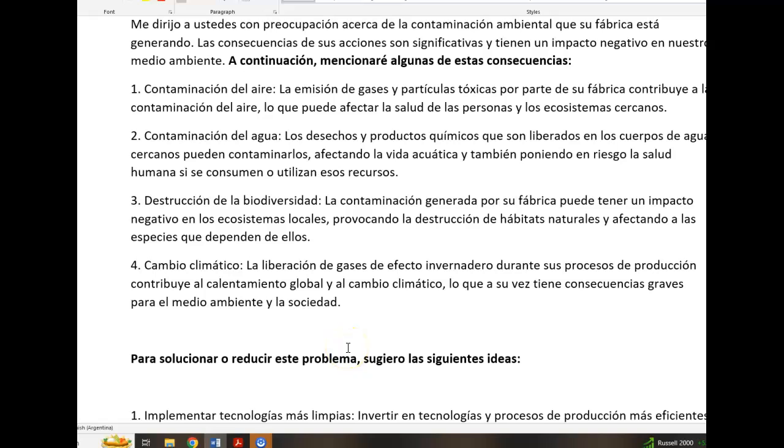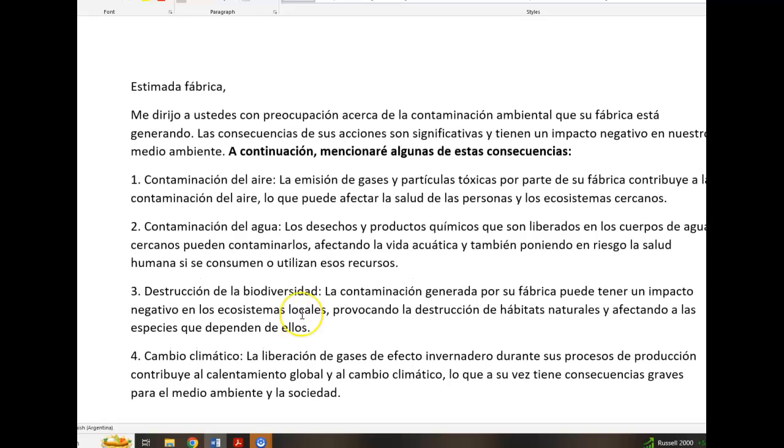they did not use the subjunctive mood for this example. What they did is they made some affirmative statements of just facts, if you will. Factual observations of how this factory, this company, is polluting the environment and the different types of pollution that are taking place, or environmental harms that are taking place.